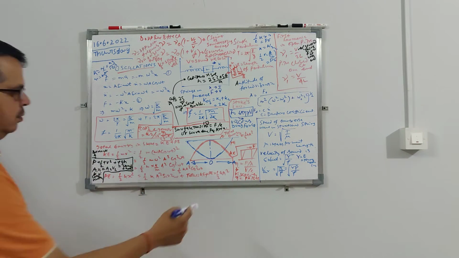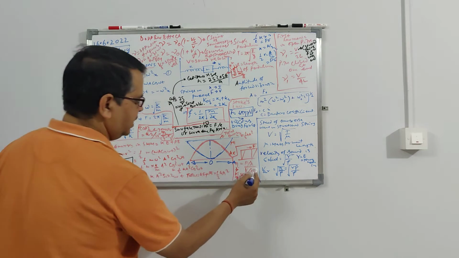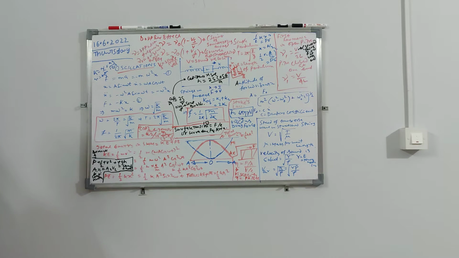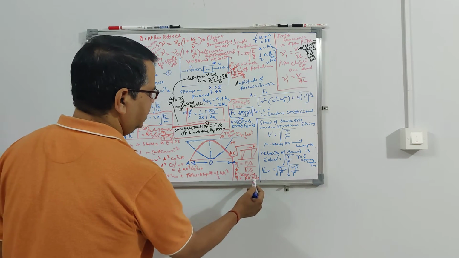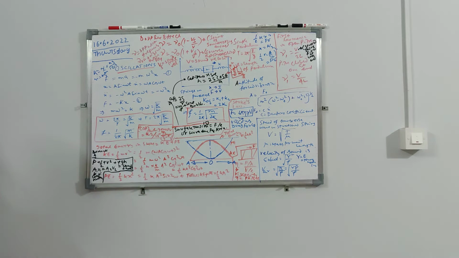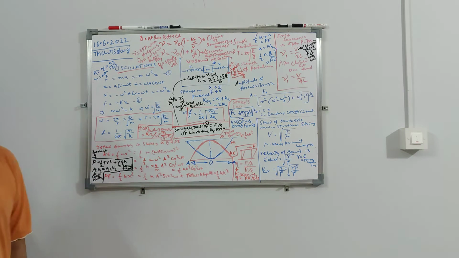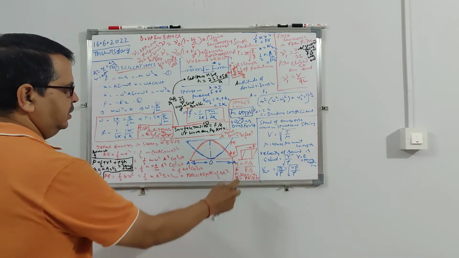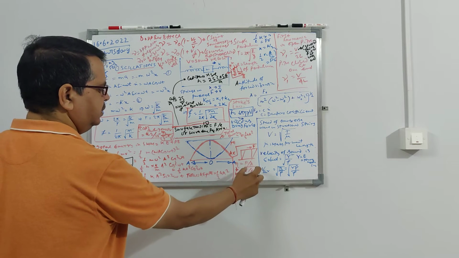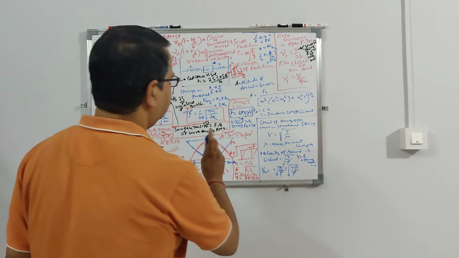Earlier strain did not have any unit. But now because it is strain rate, you will have a second here. So the unit of the coefficient of viscosity is Pascal second. Just remember, not Pascal, Pascal second. That is shear stress divided by strain rate, not strain. So that is one.